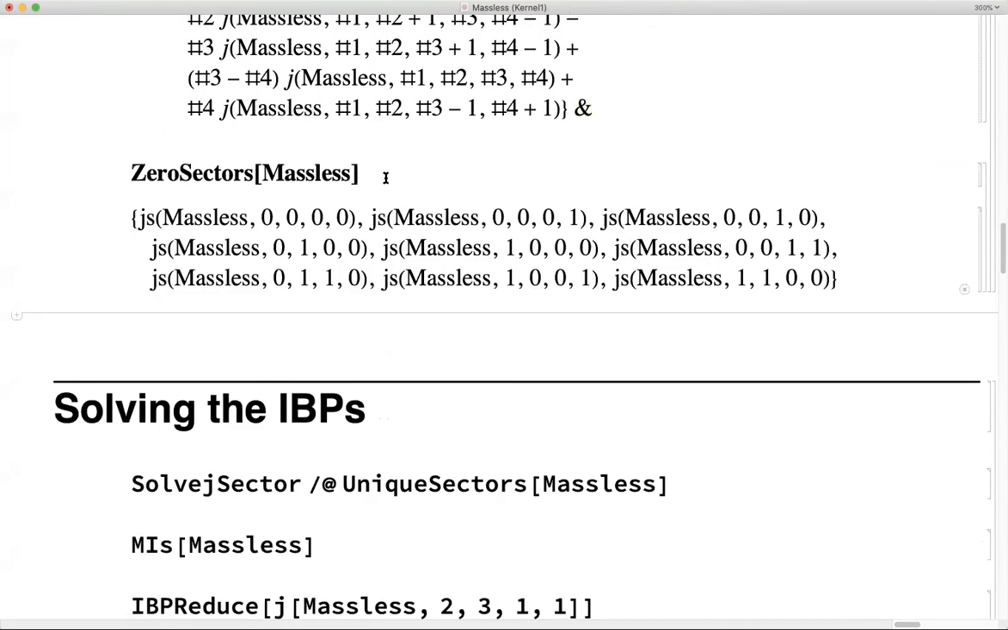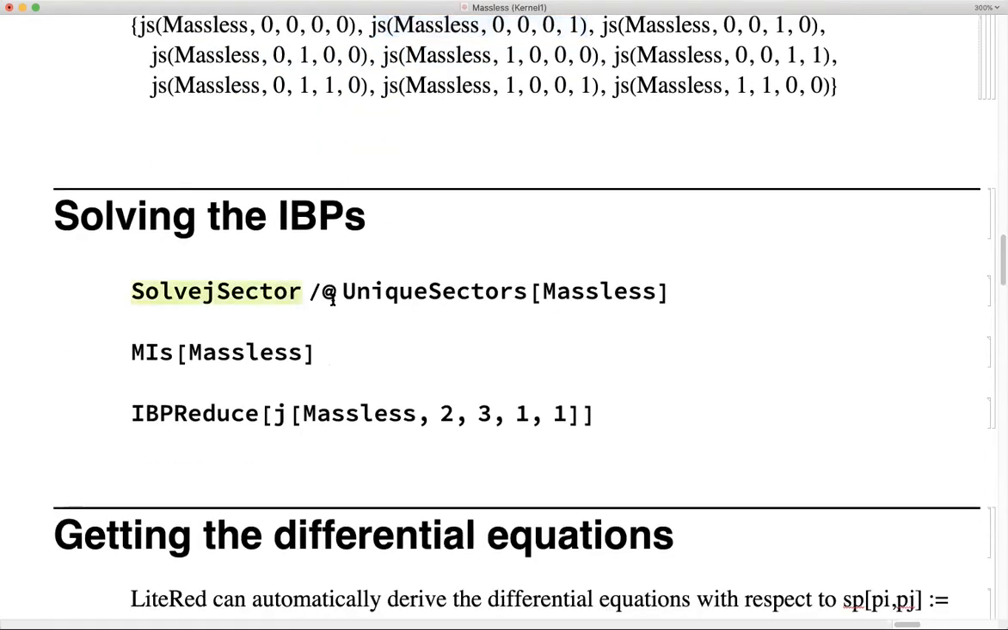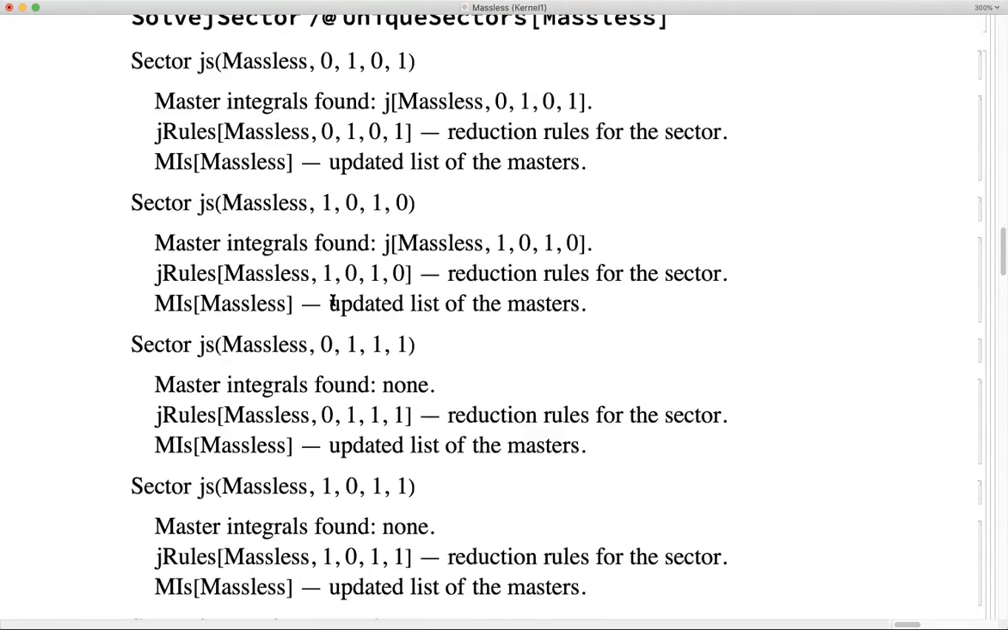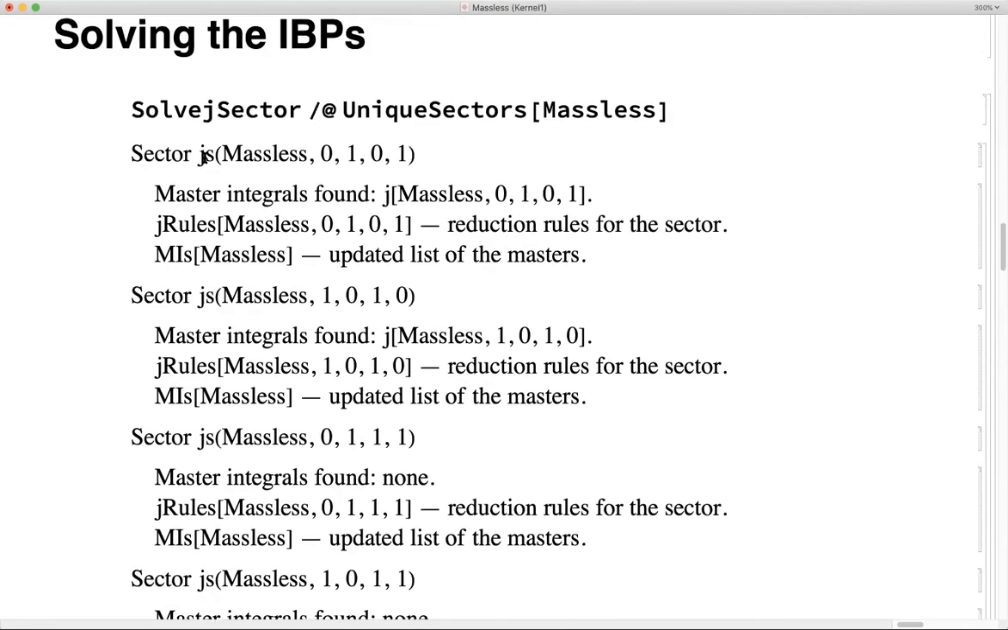It can tell you which sectors are zero sectors. For example, when all the propagators are raised to negative powers, then the integral is scaleless. It vanishes. But there are others, and I invite you to check that all these are indeed scaleless sectors. So now that I have the IBPs, I can ask the code to solve them. Again, you need to look at the manual to see the syntax, but now it goes through every sector that is non-zero, and it solves the recursions in there.